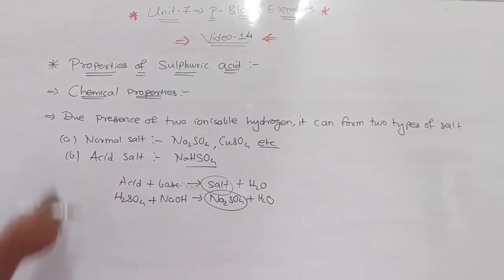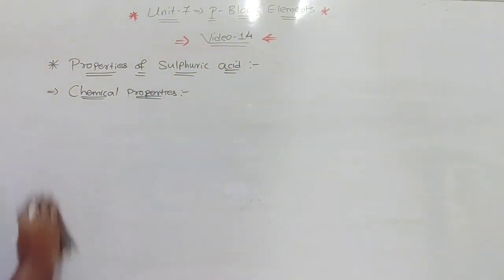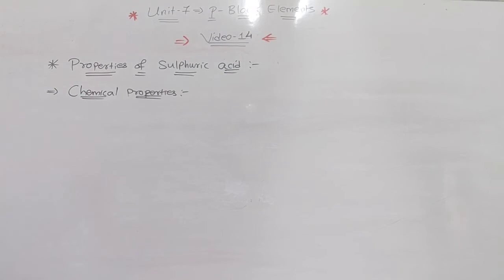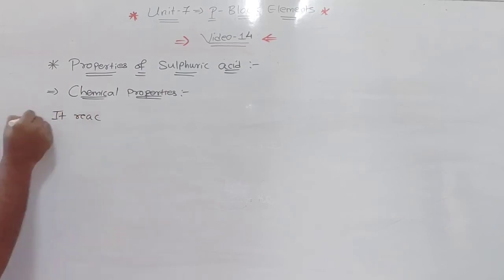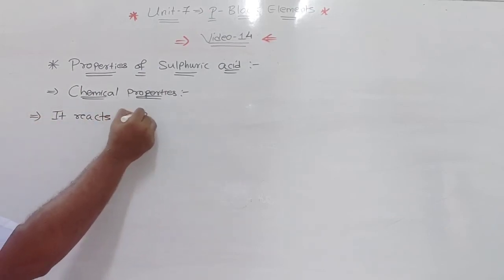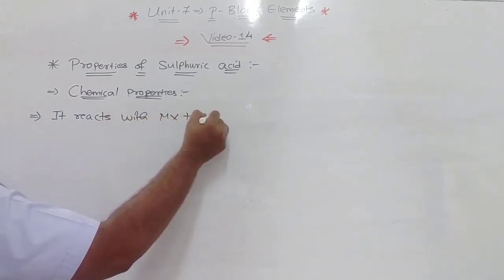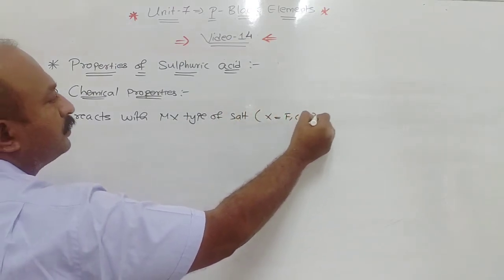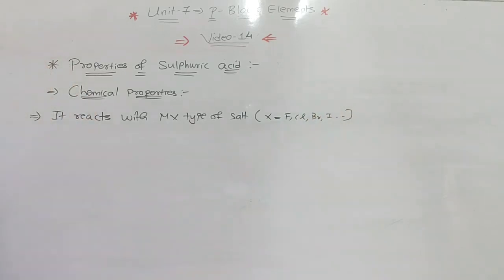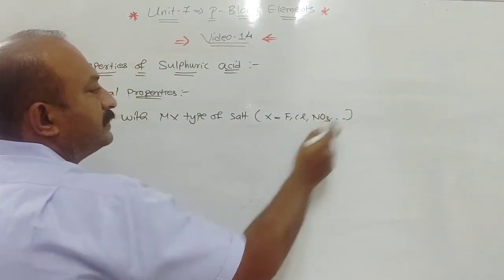Then another example is when it reacts with the MX type of salt. So that we are going to discuss. It reacts with MX type of salt. This is another point, it all comes under completing the reaction. Clear? Now X is equal to fluorine, chlorine, bromine, iodine, NO3, like this we take X.